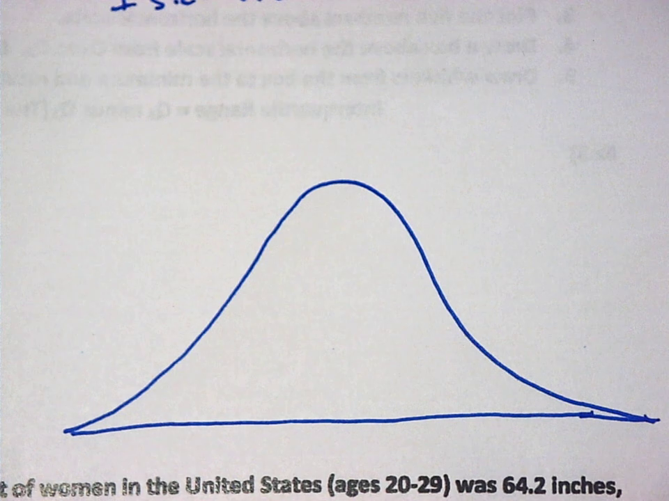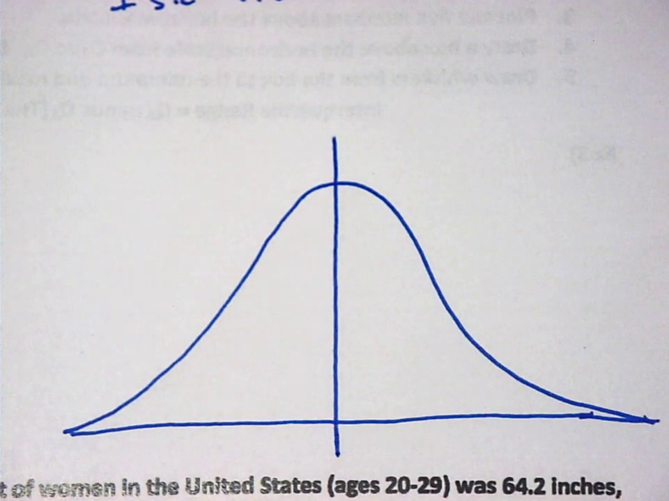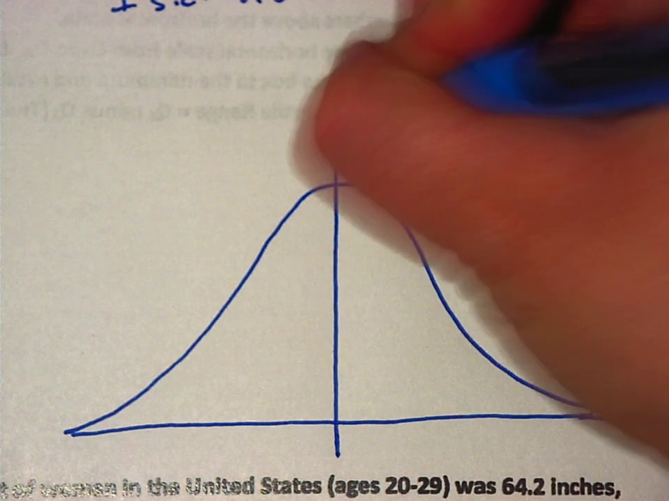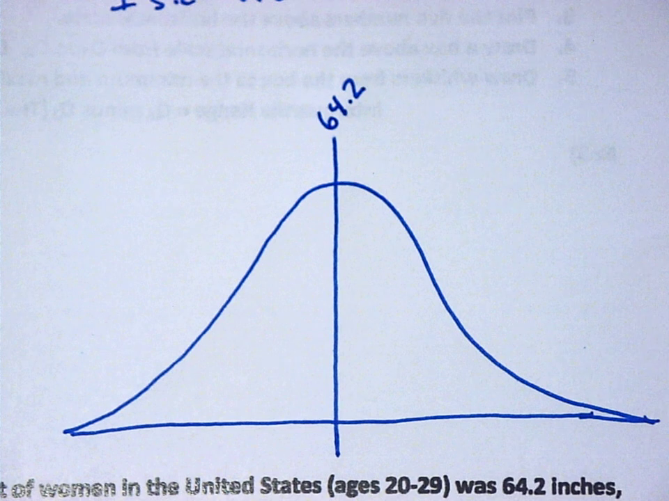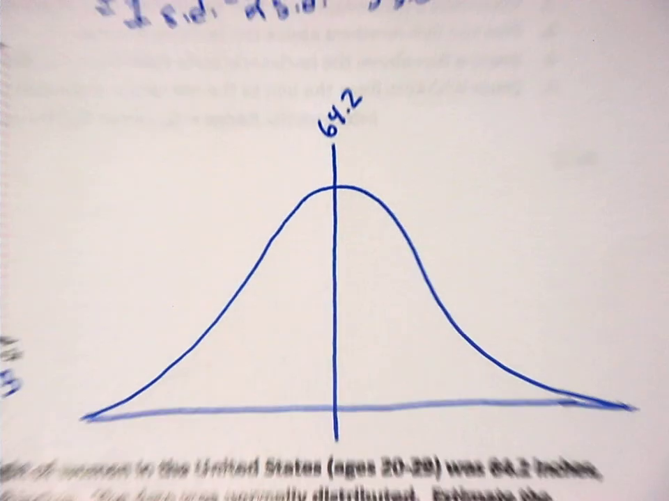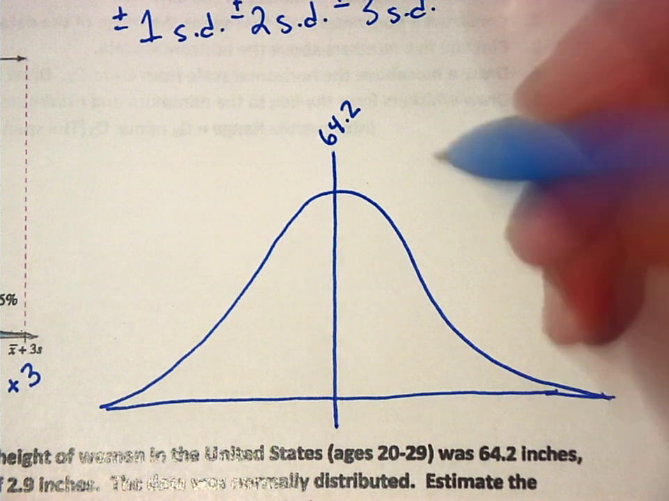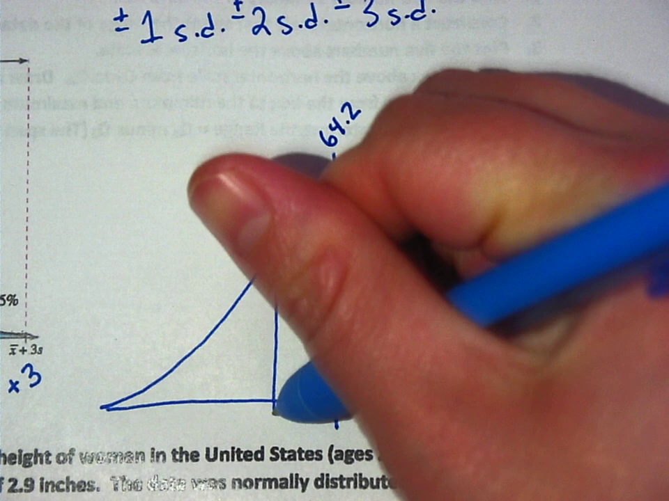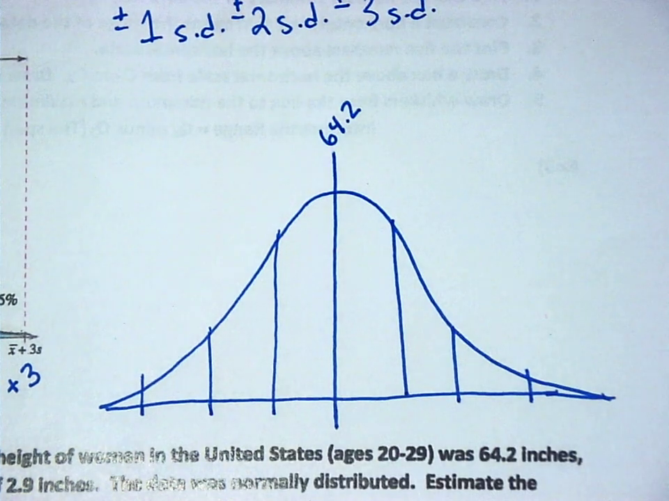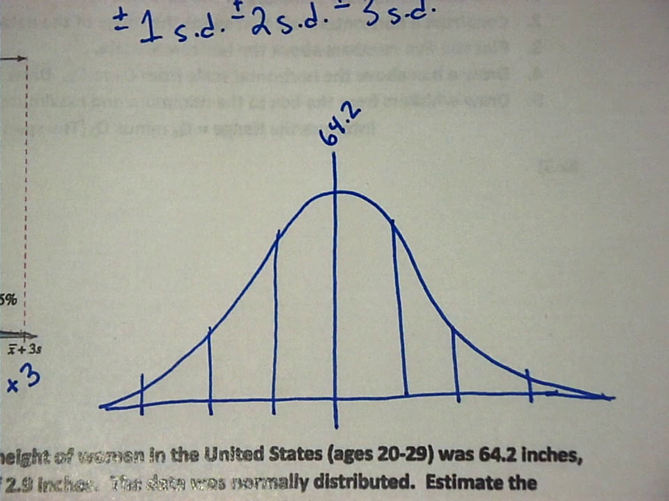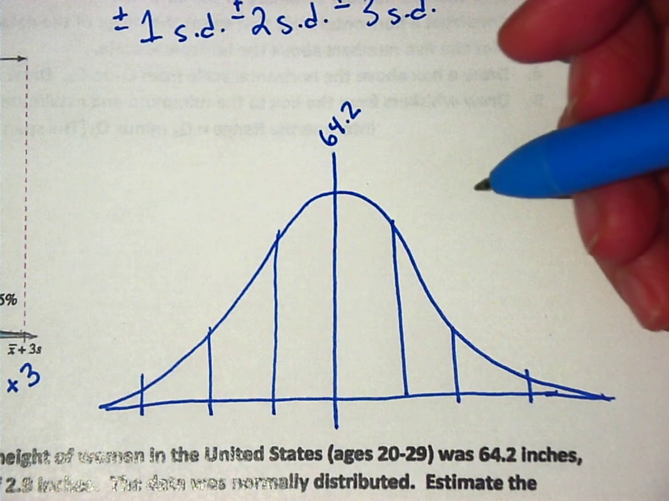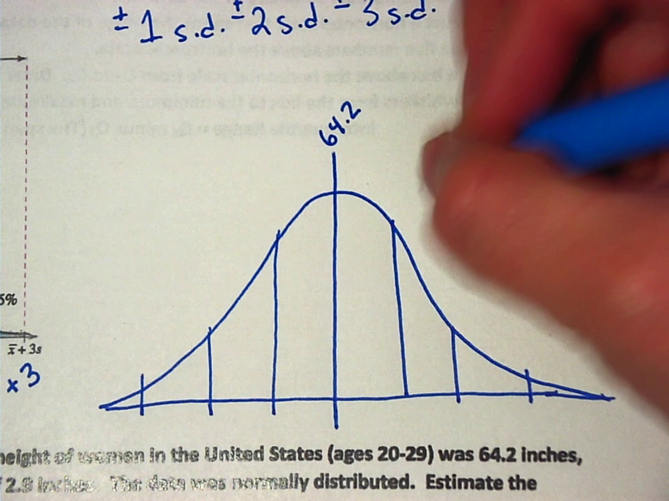Okay, so everybody draw a line in the middle of your bell curve. That's the mean. So for us, that is 64.2 inches for ladies. And then it says the sample standard deviation is 2.9. So I'm going to make 3 marks here. You're going to definitely want your calculator today if you don't have it yet.